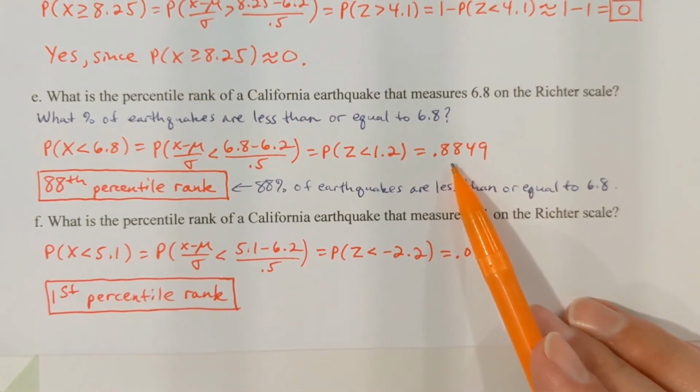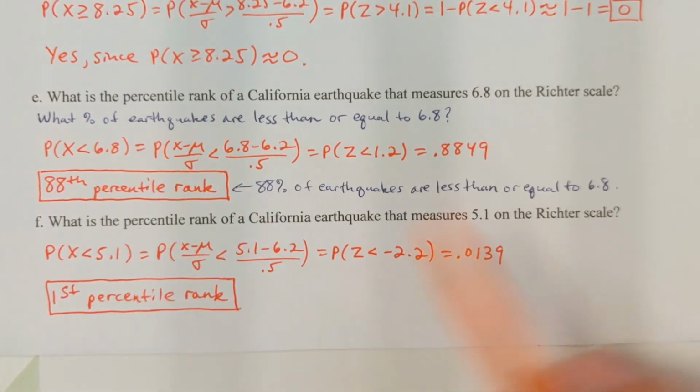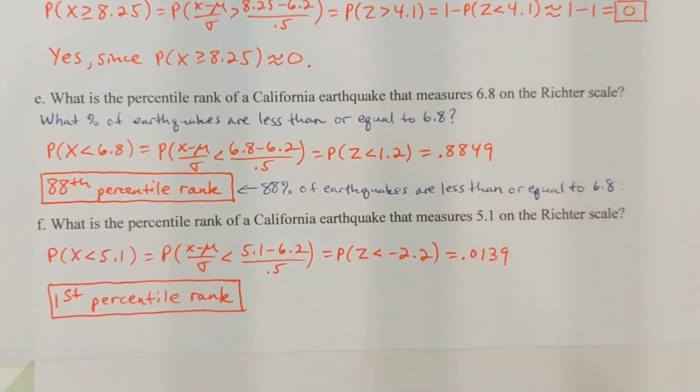Now, remember that a percentile rank is going to be a whole number value, so round as you normally would. We'd be in the 88th percentile rank. So 88% of earthquakes are going to be less than or equal to 6.8 on the Richter scale would be the interpretation there.